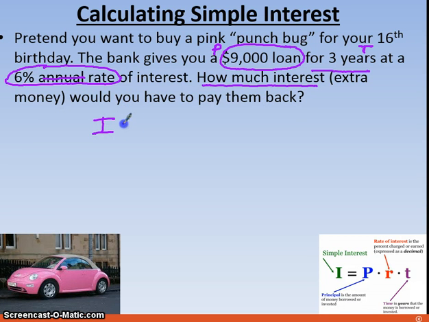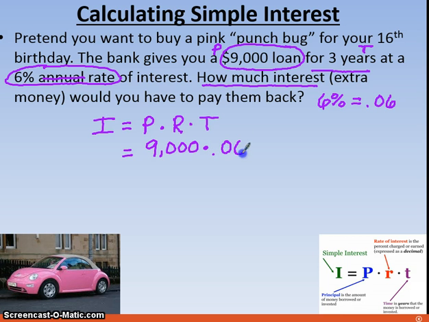So we need our formula because we're looking for how much interest. Interest equals principal times rate times time. Now, our principal is the amount of money that we borrow. So we borrowed $9,000 times our rate, which they tell us is 6%. How do you write 6% as a decimal? 6% means 6 out of 100, which is 0.06. So our rate is 0.06 times our time, which we are borrowing for 3 years.